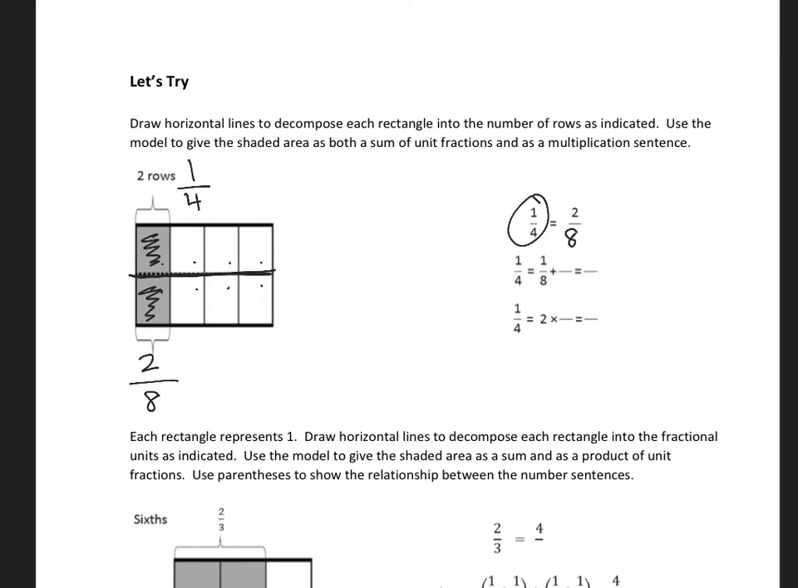I'm going to write an 8 over here. Then it says 1/4 is equal to 1/8 plus blank equals blank. So again, that's where you're just writing the sum of unit fractions. So 1/4 is equal to 1/8 plus 1/8, which equals 2/8. Then it says 1/4 is equal to 2 times blank equals blank. So you need to think, how many copies of 1/8 did they have? They had 2 copies of 1/8, and you're still going to get 2/8 in the end. So it's still equivalent fractions.